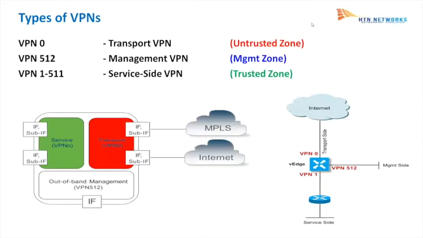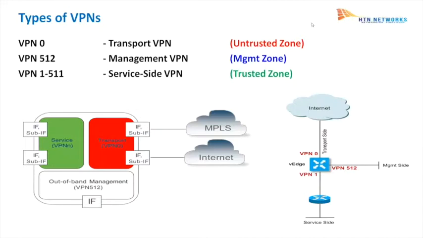And the outside zone, which is connecting to the MPLS and internet, is showing in red. The inside zone is green, and the management zone is the white box. And if you see the other picture on the right-hand side, you can see a vEdge. It has a management side, it has a transport side, and then the bottom one is the service side.